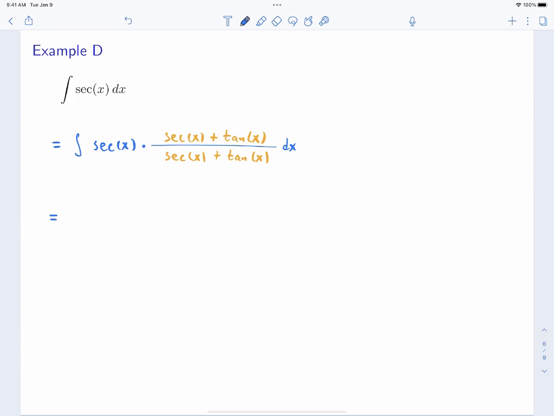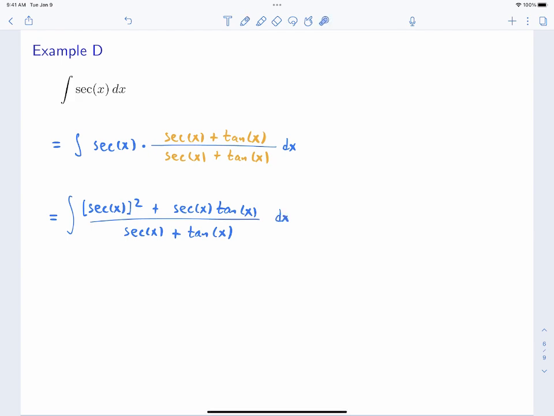So I'm going to write this as the integral of, what I want to do is multiply secant of x times the numerator. So we're going to have secant x times secant x is secant x quantity squared, plus secant x tangent x. Now that's the numerator, so we're integrating this divided by secant x plus tangent x, dx.